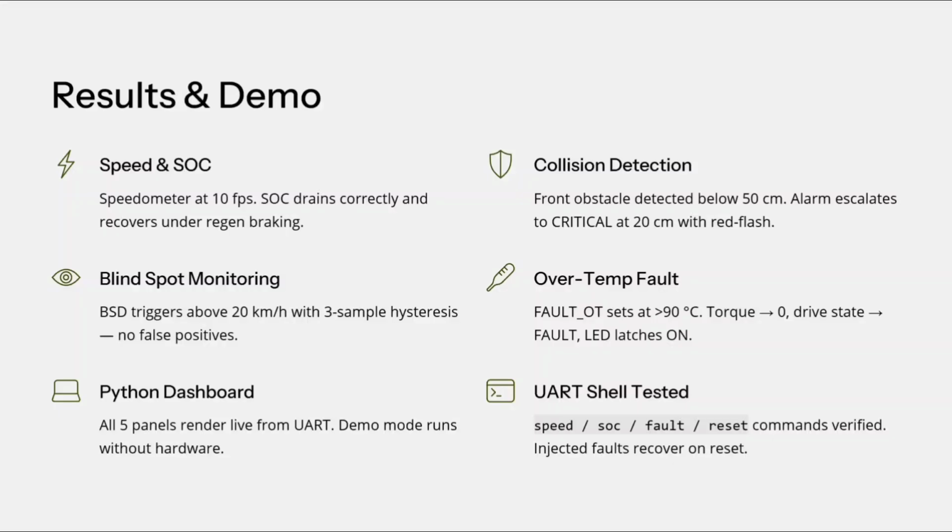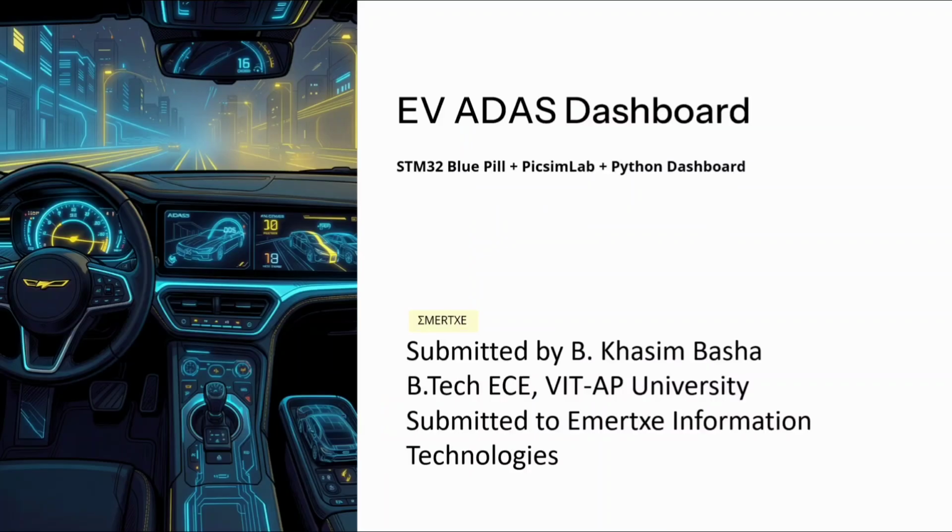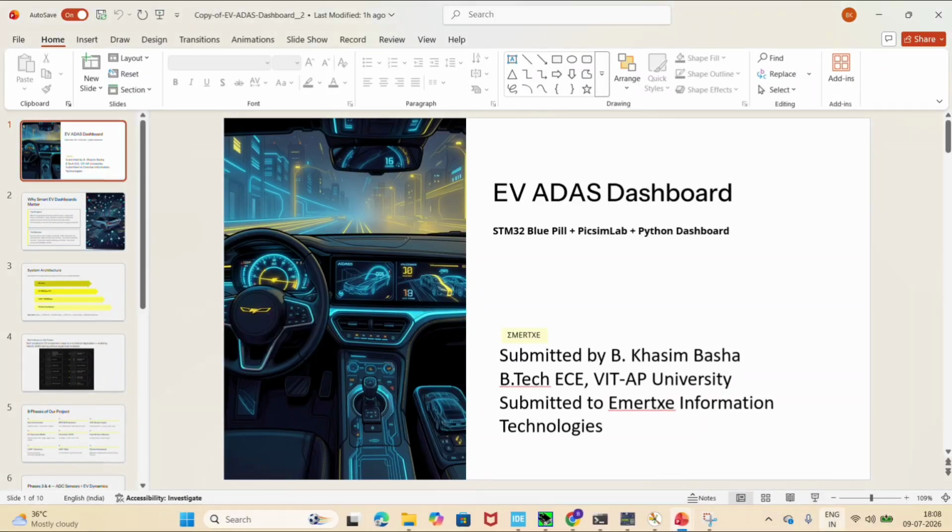Speed and SOC speedometer will be there, at 10 FPS, with battery drain and regeneration. Blind spot monitoring, left and right blind spot monitoring will be shown. Collision detection will be there. Over temperature fault, that means the motor temperature will be rising to a maximum range, then we have to take care, right? That's why we are keeping all this. And we have a Python dashboard and UART shell. Okay, these are all my PPT presentation, PowerPoint presentation, and then as final, I will show how we built and how we executed.